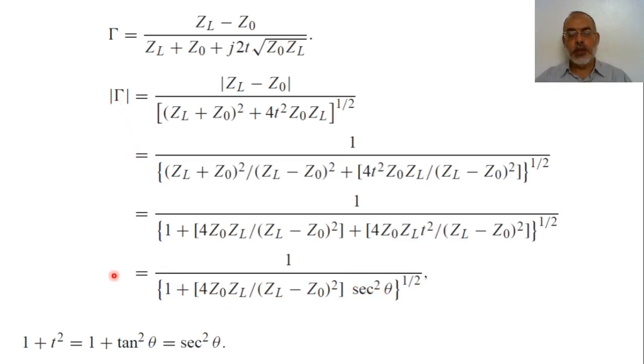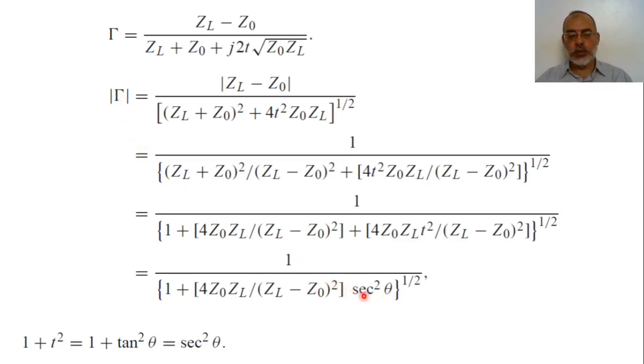We can note that at theta equals pi over 2, the value of sec squared, or 1 over cosine squared theta, would be infinity because cosine pi over 2 is 0, and 1 over 0 is infinity. So this would be infinity at theta equal pi over 2. It means that the magnitude of the reflection coefficient when theta equals pi over 2 would be 0.